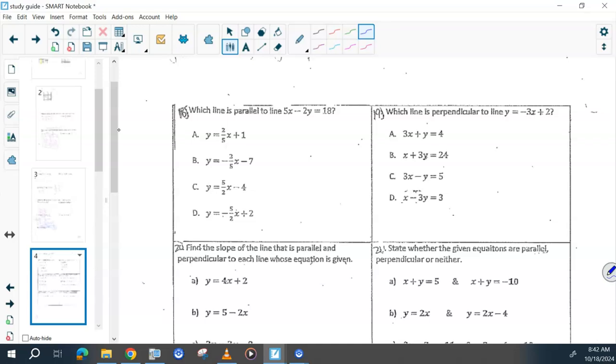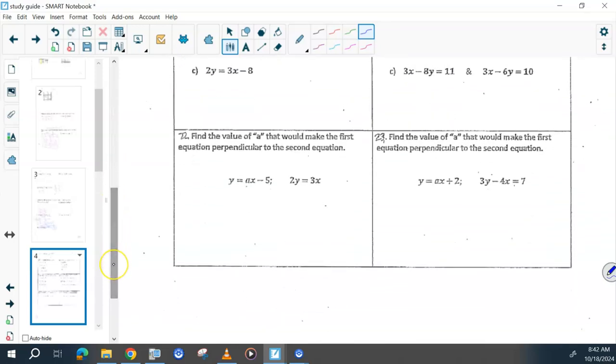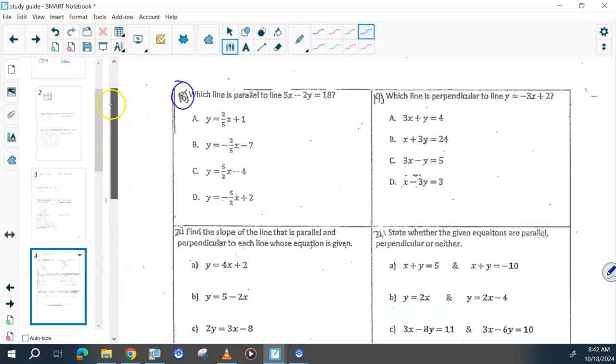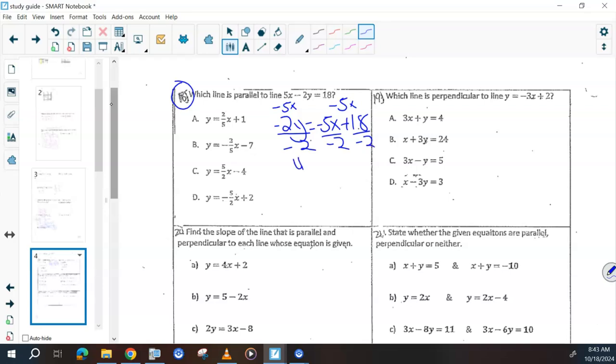Previous page. Oh, and 18. 18, okay. You can do 18. So let's do 18 first. It's asking which of these lines is parallel. That means it would have the same slope, but in order to find that slope, I have to solve this first. Subtract 5x. And then divide everything by negative 2. So this would give us a positive 5 over 2x minus 9.